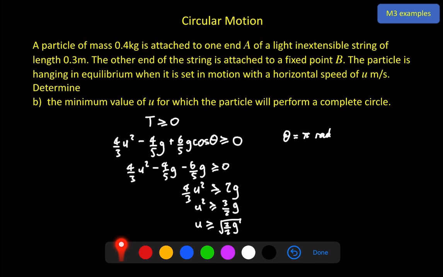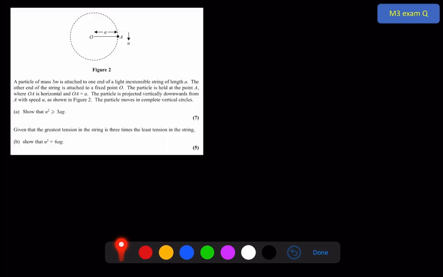I wanted to finish with another exam question. So we've got a particle of mass 3m is attached to one end of a light inextensible string of length a. The other end of the string is attached to a fixed point O. Particle is held at the point A, where this is horizontal. It's projected vertically downwards with speed u, and it moves in complete vertical circles.